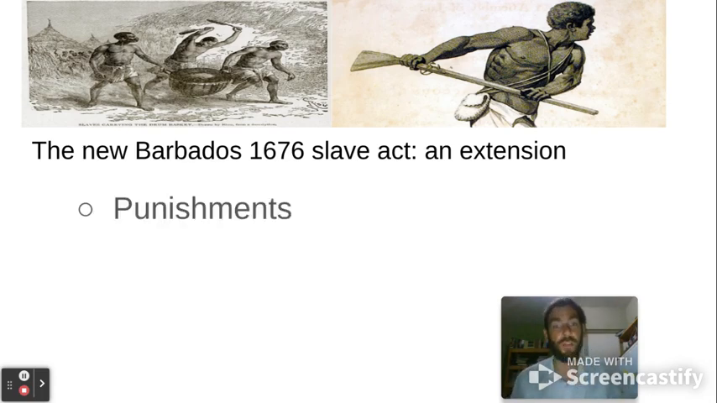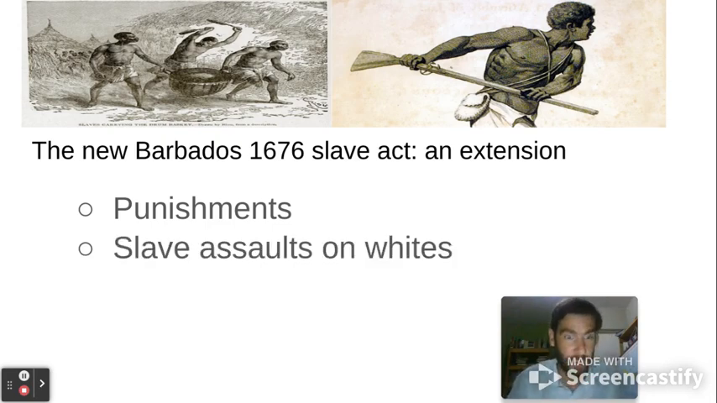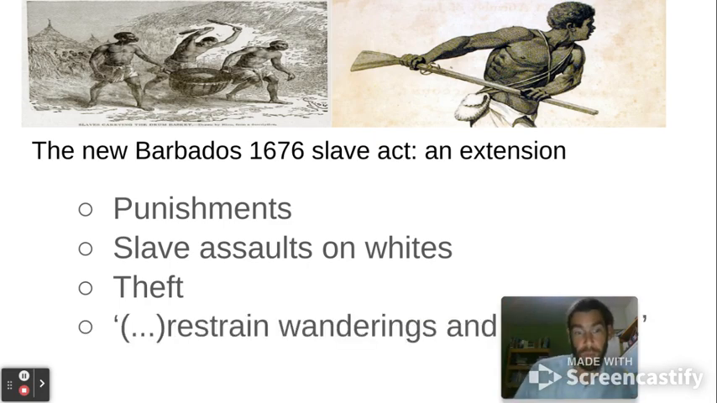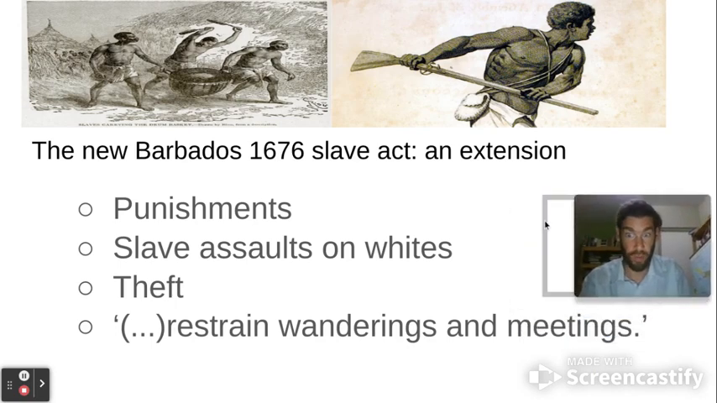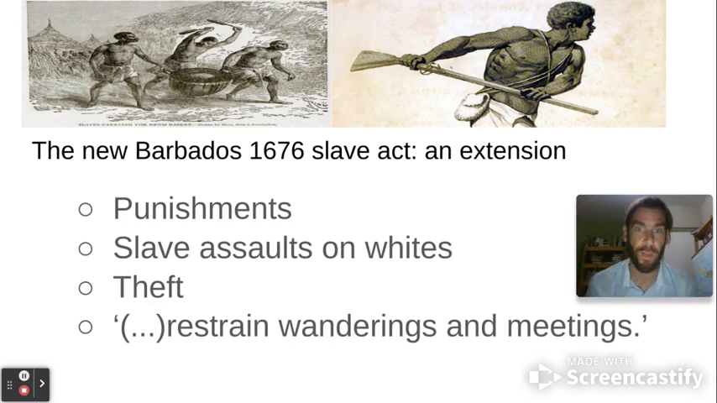In the New Barbados Act of 1676, there were punishments that the slaves could get, flogging or even executions. Also, how to deal with slave assaults on whites. You could get executions for this. And also theft, how to deal with slaves who still stole from their former plantation. And one of the main goals for this extension was to restrain wanderings and meetings of slaves.